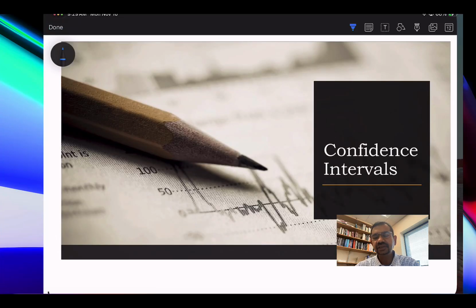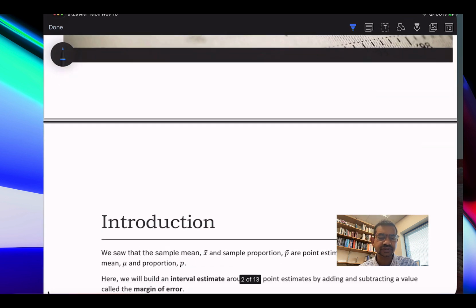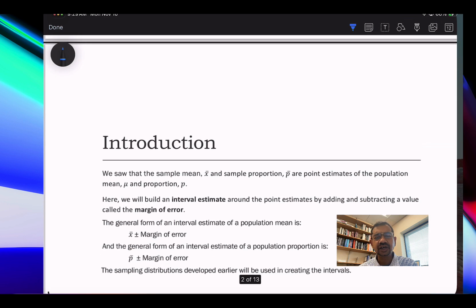In this movie, we will discuss how to create confidence intervals around a point estimate of a population parameter. It's a mouthful, but let's understand what we are trying to do. Our objective is that we want to find out the underlying population parameters, whether they are mean or population proportion. But we often do not have access to the population. What we have is a sample.